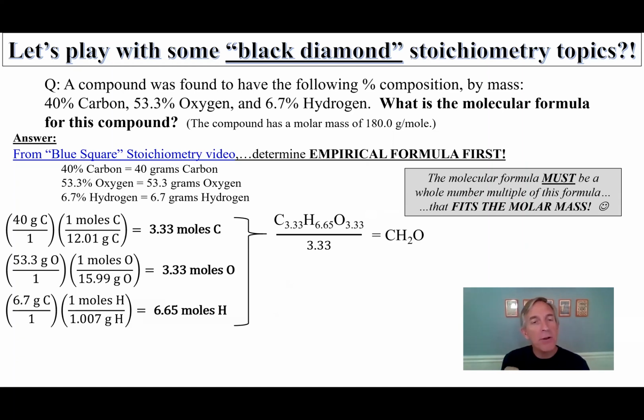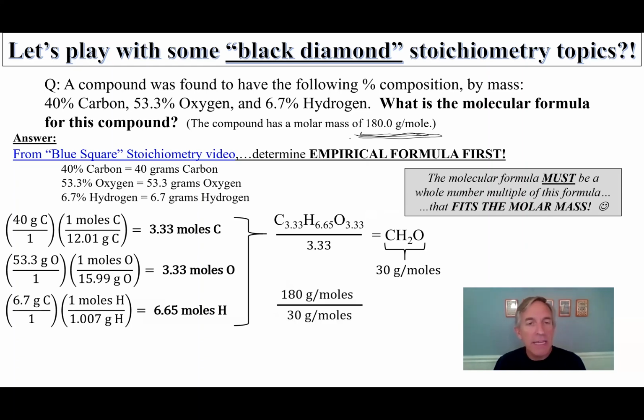If I want to take this empirical formula and turn it into a molecular formula, I need a very important piece of information that would have to be given to you in every problem. I would need the molar mass of the entire molecule, not just the empirical formula, but the entire molecule structure. And using this, I know that my molecular formula must be some multiple of this empirical formula, since the empirical formula only weighs 30 grams per mole. How much more do I scale it up? Just take the entire molecular mass, molar mass, and divide it by the empirical formula's molar mass. And notice that this is 6 times bigger to get to 180 grams per mole.